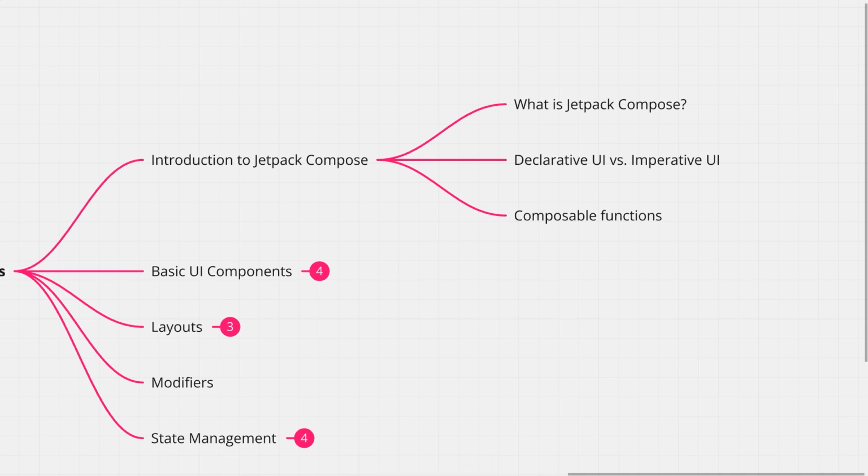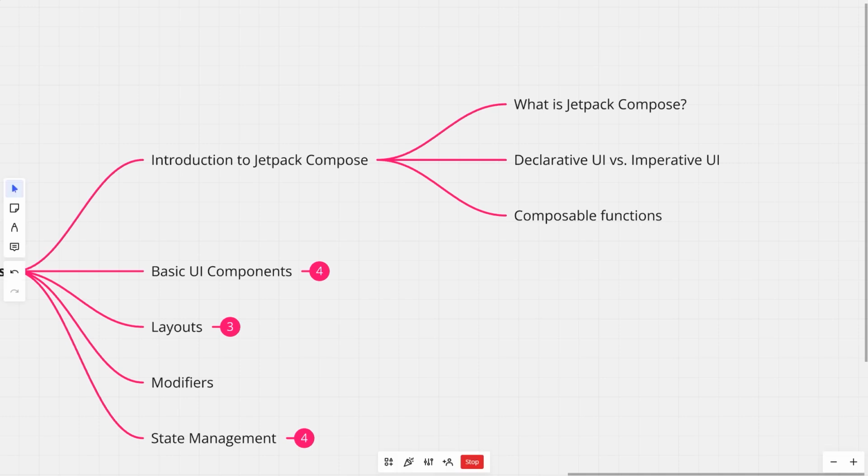As I said before, composable functions are UI components annotated with the composable annotation. These functions can be reused and combined to create complex UI. Declarative UI: instead of manually updating views as in the old view system, you describe what the UI should look like for any given state, and Compose handles the rendering.